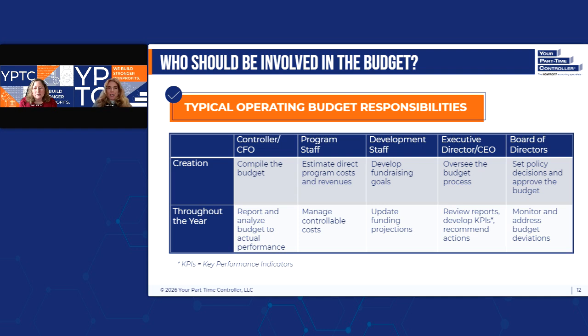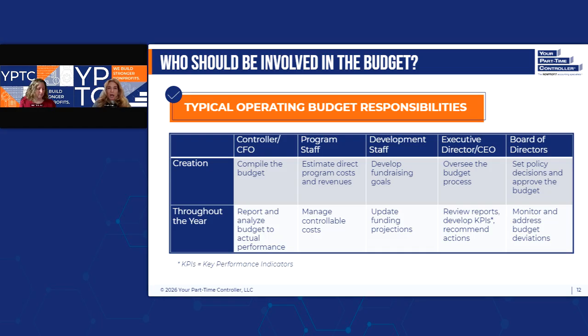So let's talk about who is involved in developing and monitoring the operating budget. And the simple answer is all of the people that you see on this slide, and maybe even more depending upon the size of your organization. You may need to involve your facilities team, your HR team, your IT team. You need to hear from all the people who are actually doing the work.